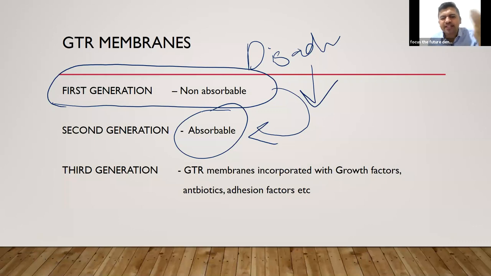Can you give me a simple example of a second generation GTR membrane which you commonly use in your surgery, in your clinics? Not as a GTR, but you would have used it in many other ways.